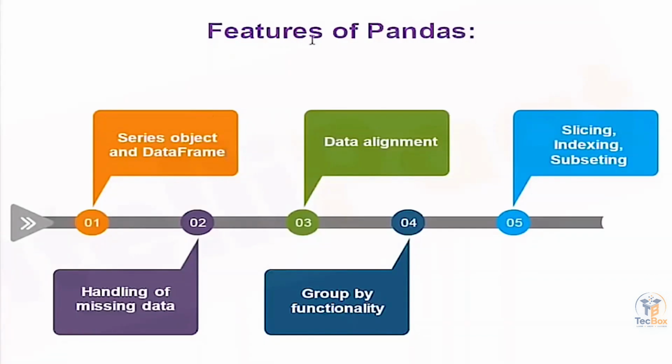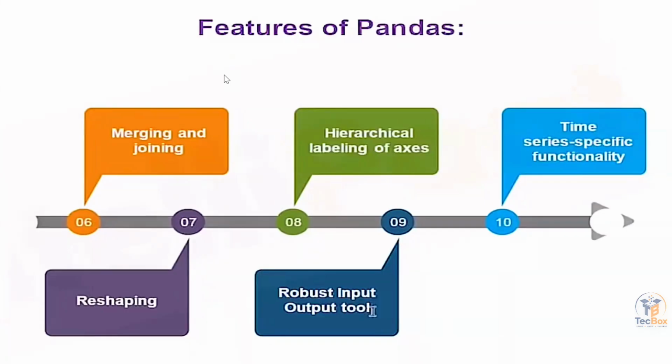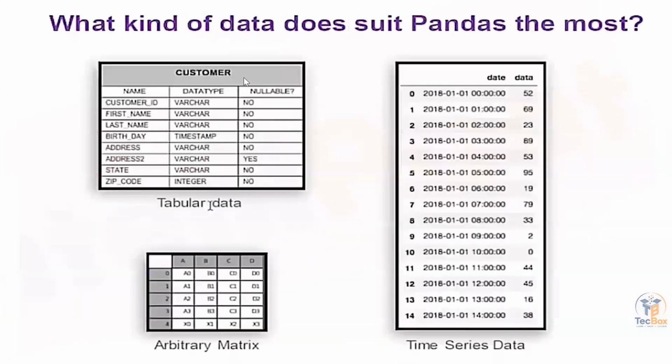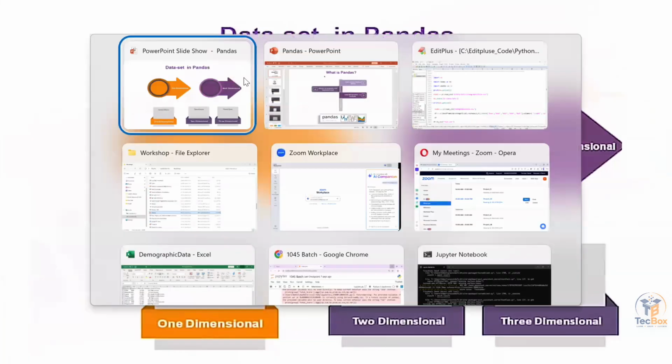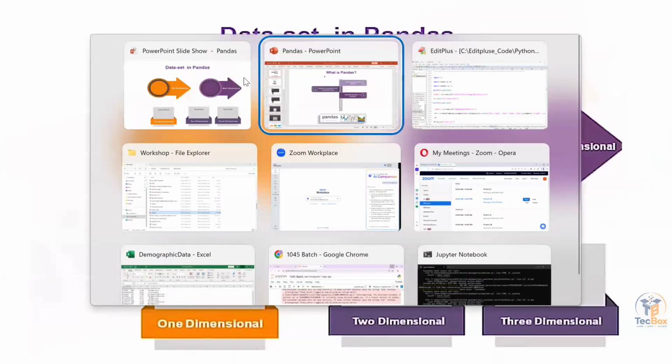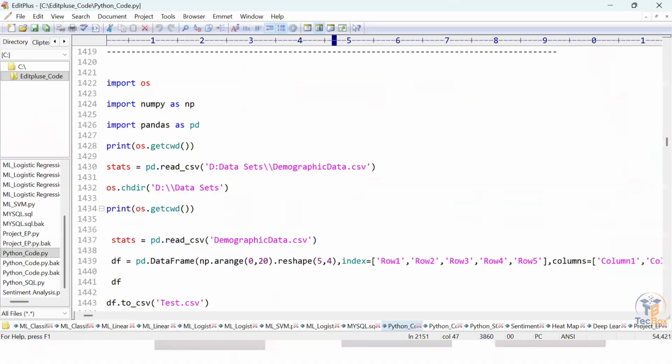We can handle the missing data. We can do data alignment. We can do group by functionality. We can do slicing, indexing, subsetting. We can do merging and joining. We can do reshaping. We can do hierarchical label accessing. And we can also work with time series functionality. So let us use pandas and start working.